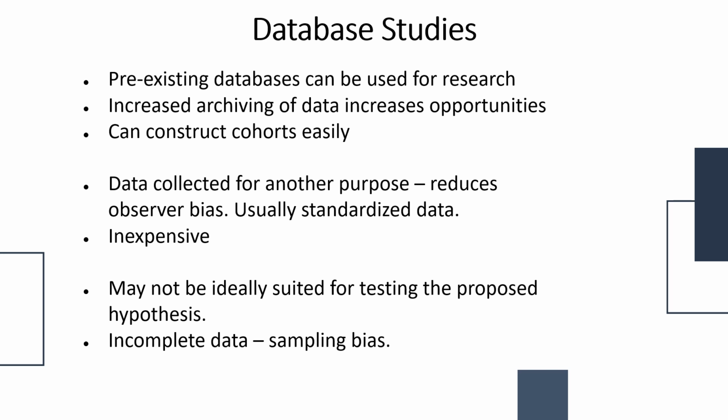So database studies are becoming much more common. There are big databases, national cancer registries, for example, and there's increased archiving of data, which means there's a lot of data that we can explore, and you can pick out your cohorts quite easily. One advantage is that the data has usually been collected for a purpose outside of research, such as coding or financial billing, so it reduces the observer or researcher bias. And the data is often standardized, and they're quite inexpensive studies to run.